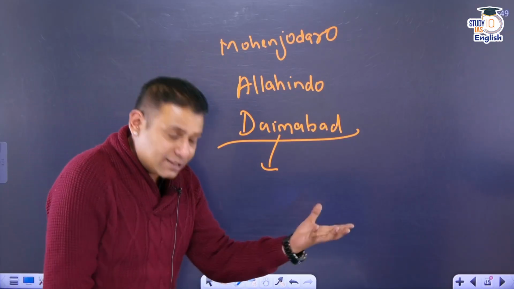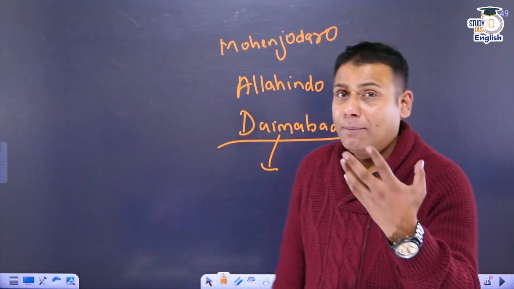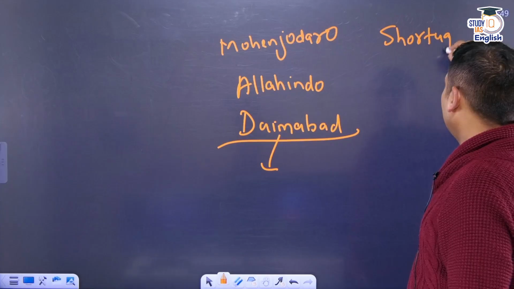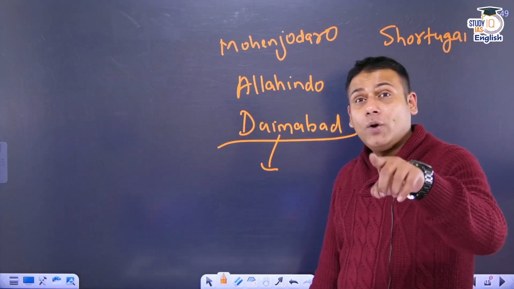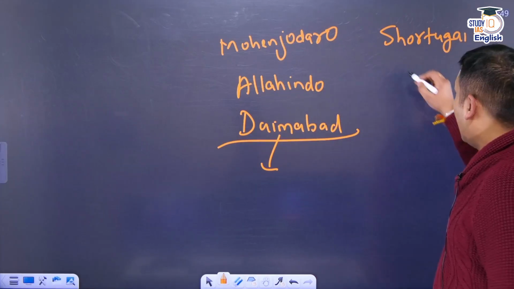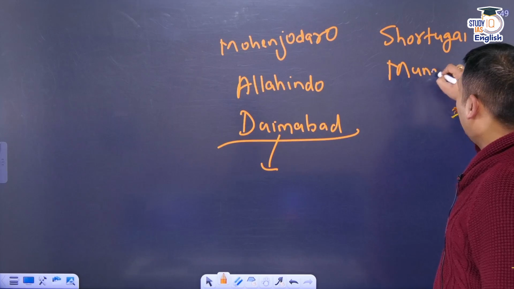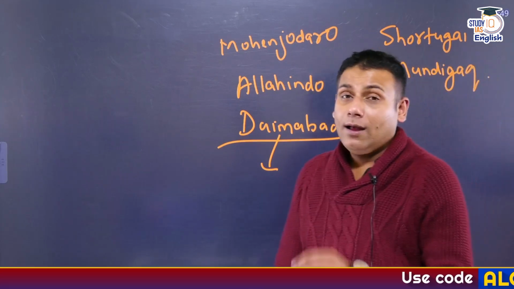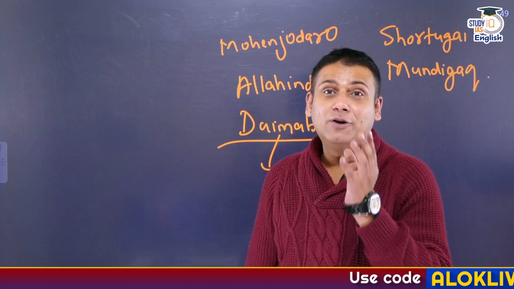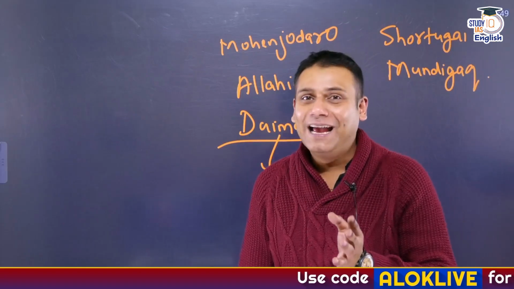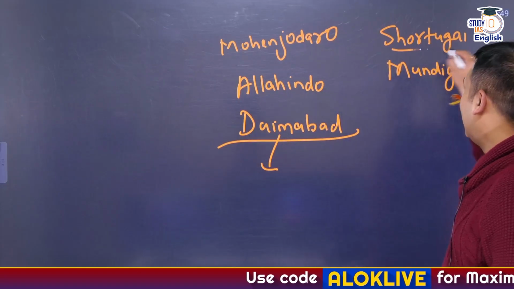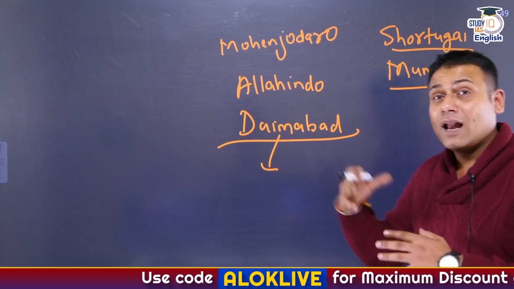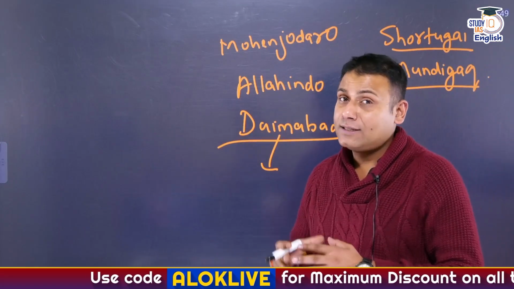Just now we discussed the sites. I gave you the example of one of the sites called Shortugai. It is a site located in Afghanistan. Another important site located in Afghanistan was Mundigak. I understand that the names are a bit difficult to remember, but it is not that difficult, guys. So Shortugai is an IVC site located in Afghanistan, and Mundigak is another important site located in Afghanistan.